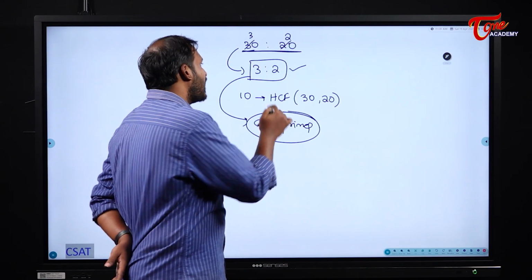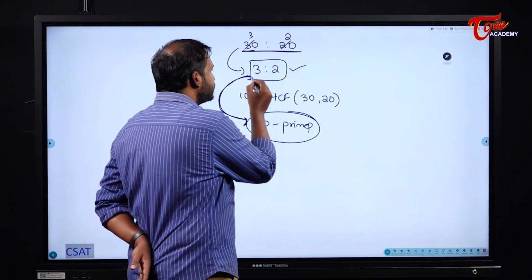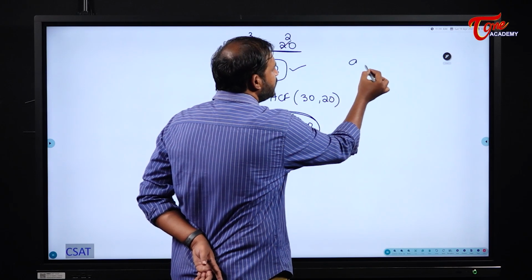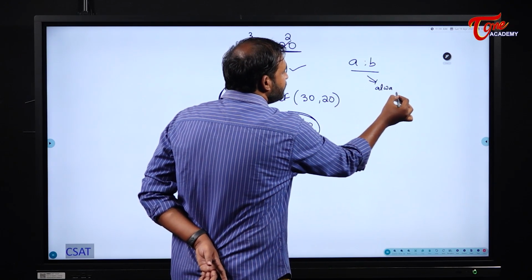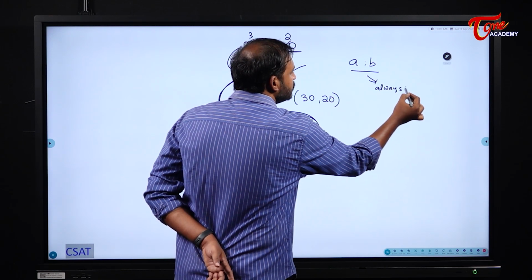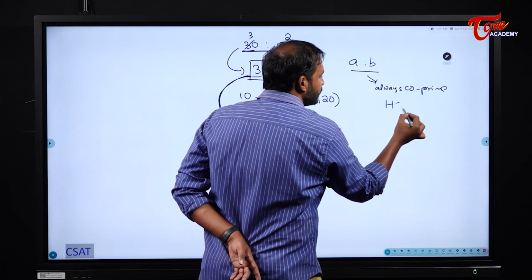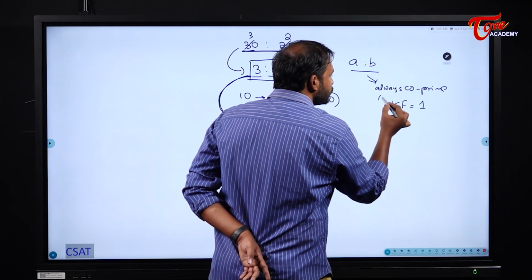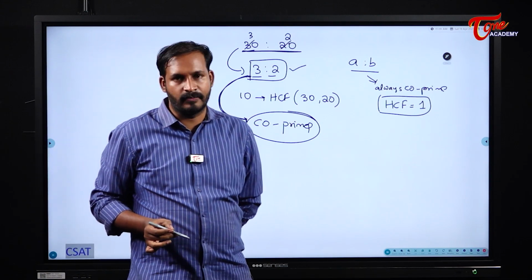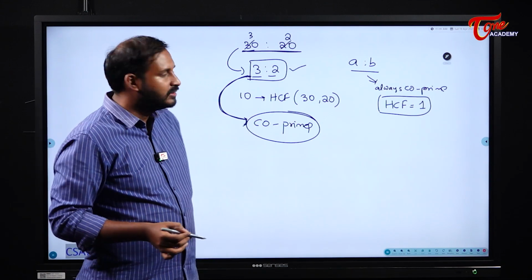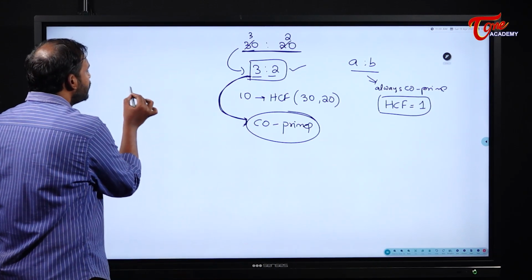Understood? And next, after cancelling them, these 3 and 2 are the numbers. You will get some A is to B, right? This A and B will always be co-primes. What is the meaning of co-primes? Co-prime is nothing but numbers whose HCF is 1. The numbers whose HCF is 1, we call them co-primes.